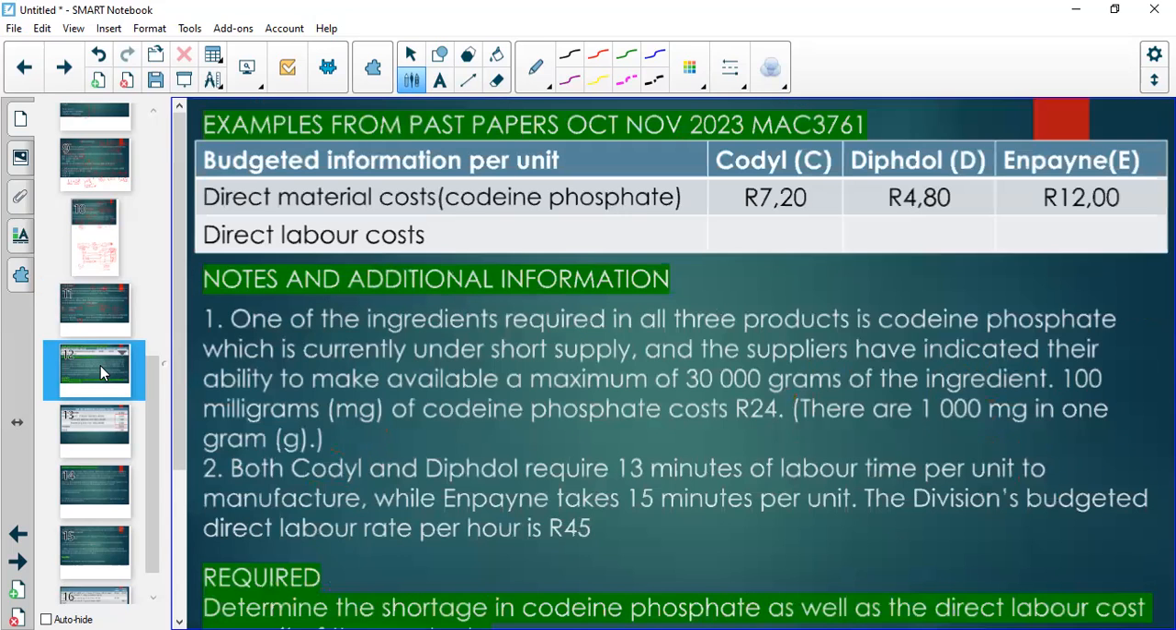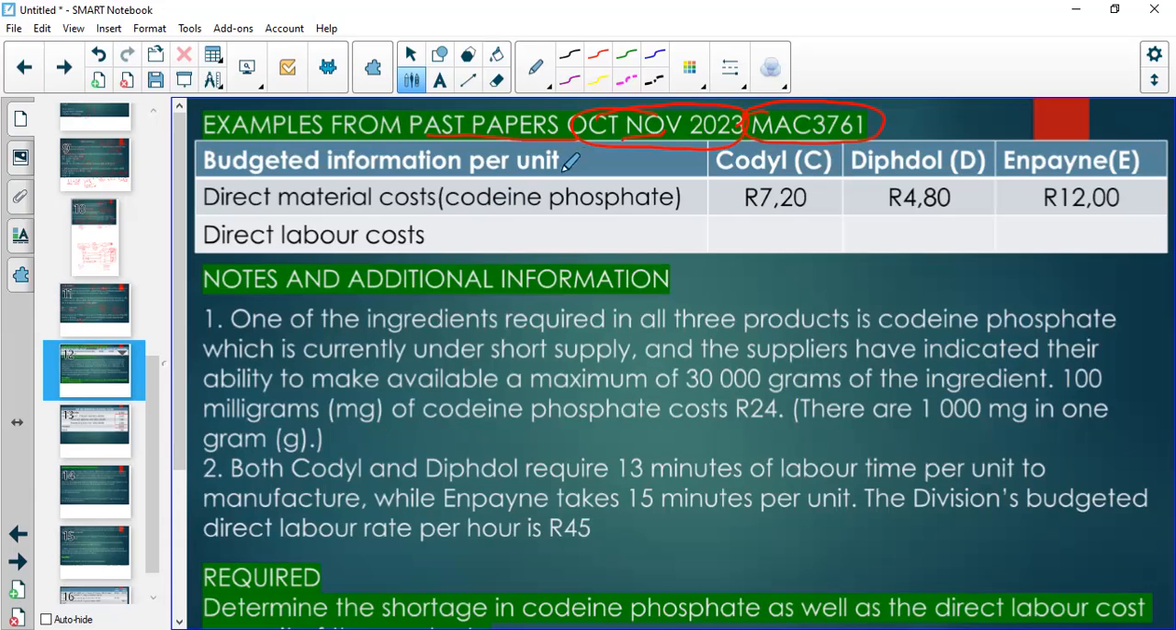What I'm going to do now is go through examples from the previous papers. This example is from your past exam paper for October, November 2023. So that's last year. You probably wrote this paper if you are repeating, or they wrote this paper if this is your first time. I think so, right? So that's the information we have.